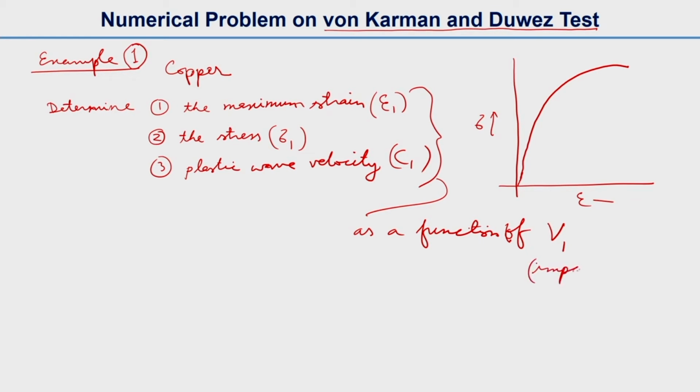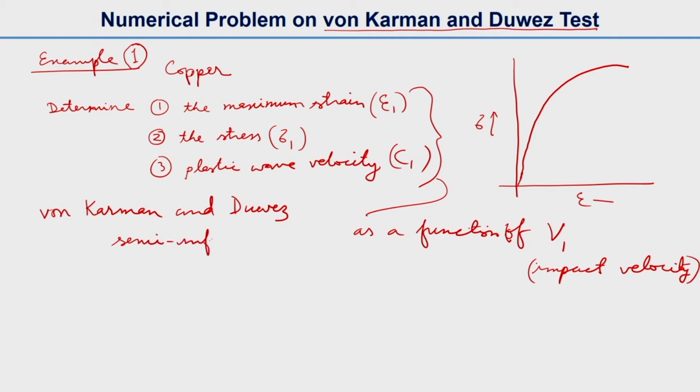Sorry, V1, the impact velocity of the drop weight. So we need to find these in terms of that, and that is the von Karman and Dewey's wire experiment, that is the semi-infinite wire or plastic deformation.